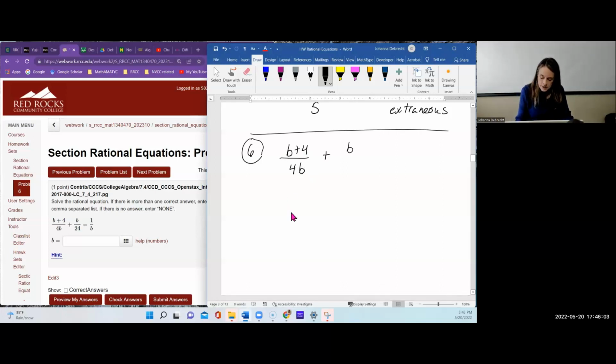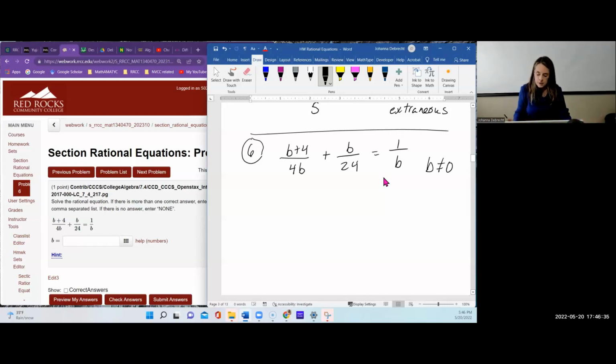The second term is b divided by 24. And on the right side of the equation, we have 1 divided by b. When we're looking at the original denominators, notice that if 4b were equal to 0, b would have to be 0. So we know b cannot be 0. 24 is not a problem in the denominator. But again, from the third fraction, we know that b cannot be 0. This is our restriction on the possible solutions that we can get.